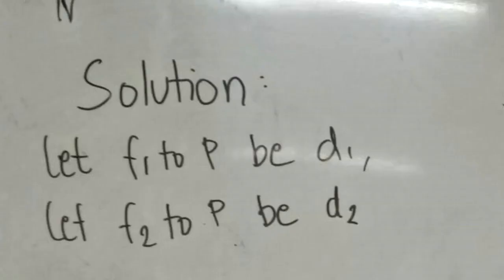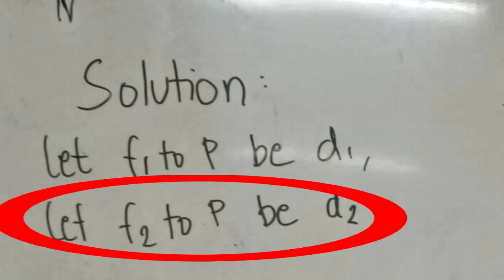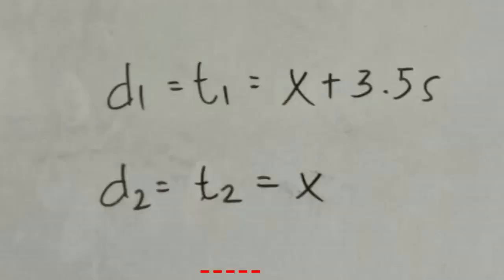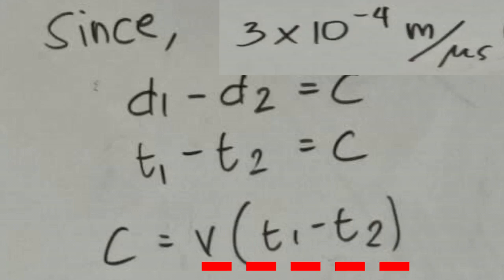Before we start, we will let F1 to P be D1 and F2 to P be D2. Since D1 is delayed by 3.5 seconds, we will set D1 to X plus 3.5 seconds and D2 to X. Since D1 has a unit of time, we will set this to T1. So T1 is X plus 3.5 seconds while T2 is equal to X. To get the constant, we can rewrite the distance equation into C is equal to the speed ratio multiplied by the difference of T1 and T2.